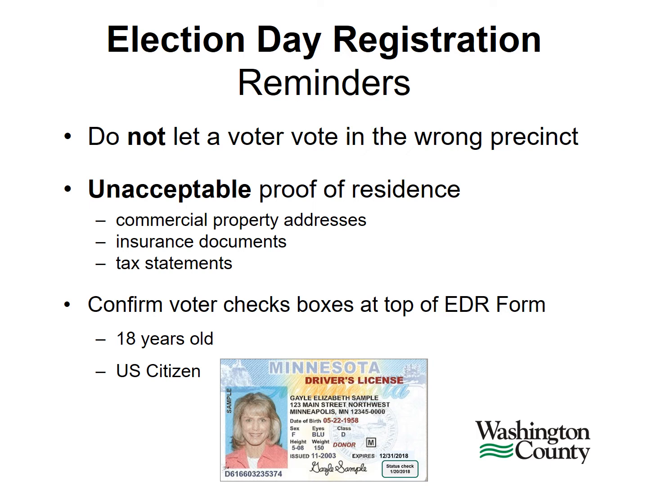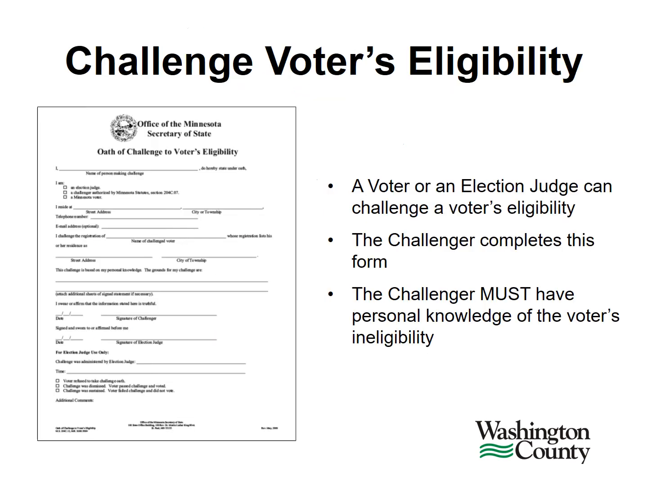After the voter has completed their EDR form, please confirm that the voter's date of birth indicates they are 18 years old, as well as that they are a U.S. citizen. One thing to check on a driver's license or a Minnesota ID is if the words "status check" are in the corner of their ID. This would indicate that the person is not a U.S. citizen and shouldn't be allowed to vote.